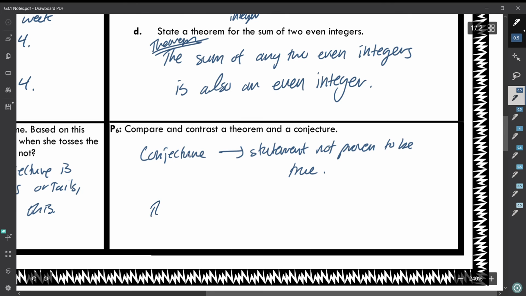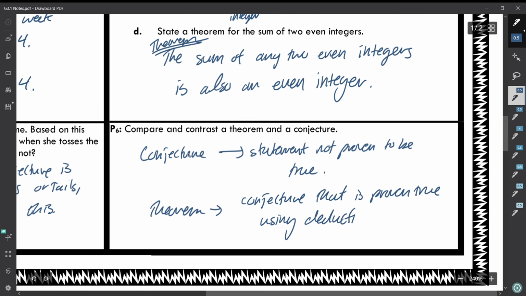And then a theorem is actually a conjecture that is proven true by deductive reasoning, or using deductive reasoning. So also, theorems are a product of deductive reasoning through proofs.